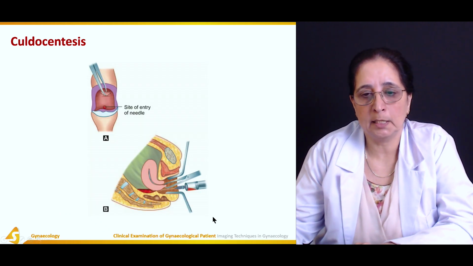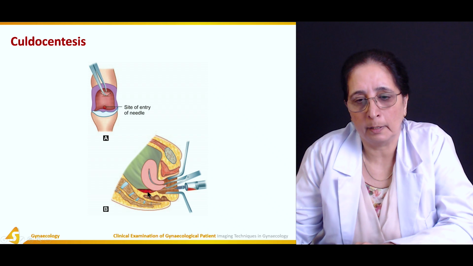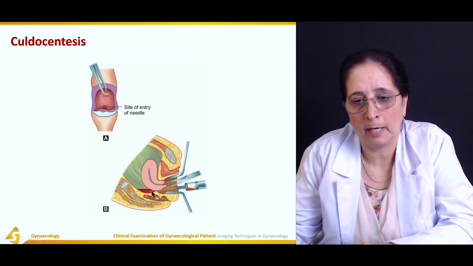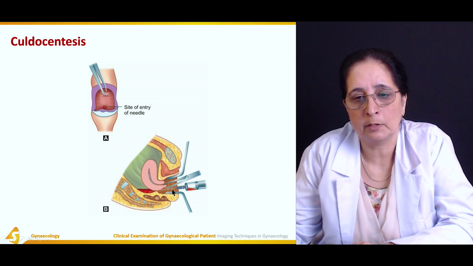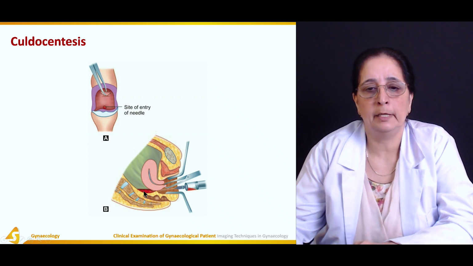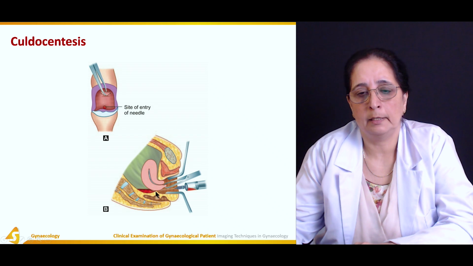Again, culdocentesis, fluid is present and it's removed. This is the fluid with blood. It's red in color, and in this syringe you can see it's red. So this is fluid with blood in the cul-de-sac on culdocentesis.